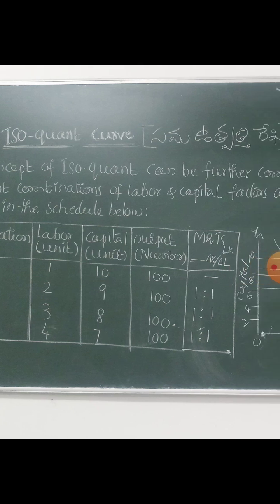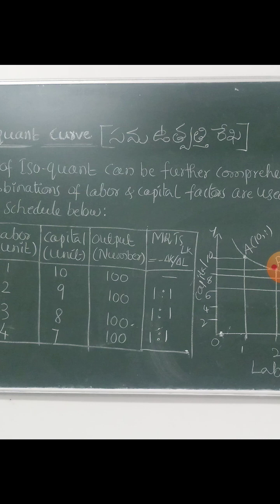The output remains the same at the level of 1 unit of labor and 10 units of capital, 2 units of labor and 9 units of capital. So at what level of substitution of the two factors of production do we get the same level of output? Now we come to the marginal rate of technical substitution of L for K, which is delta K by delta L.